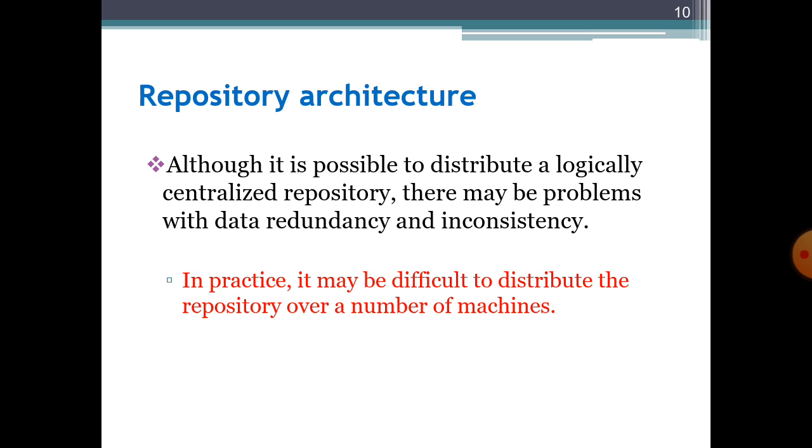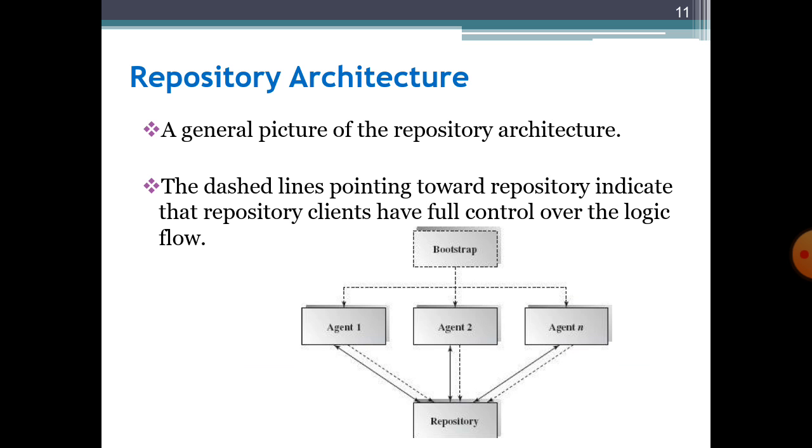So these are the different limitations of repository architecture, which a developer may need to face in any real world environment. Here is another example of repository architecture. Here is a general block-based diagram of a repository architecture, where the dashed line pointing toward a repository indicates that repository clients have full control over the logic flow.